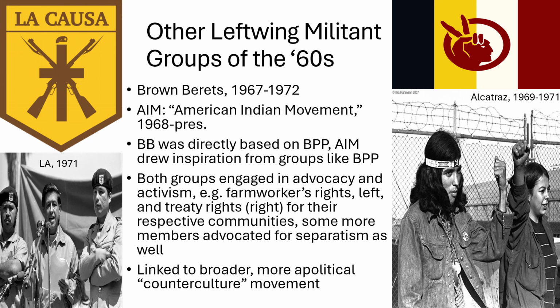Here are a couple of other new left or left-wing militant groups that are growing up in the 1960s. You have groups like the Brown Berets from 1967 to 1972. They were a Latino nationalist group that was powerful in the Southwest. They would sometimes ally themselves with farm worker organizations like Cesar Chavez's United Farm Workers. And again, there's variety within the Brown Beret movement. Some Brown Berets were fighting against discrimination and racism against Latinos, which was a big issue in the country. And others did want more Latino or Chicano nationalism. They wanted the Southwest to be its own Latino majority country.